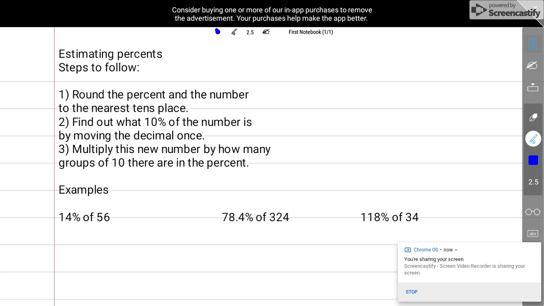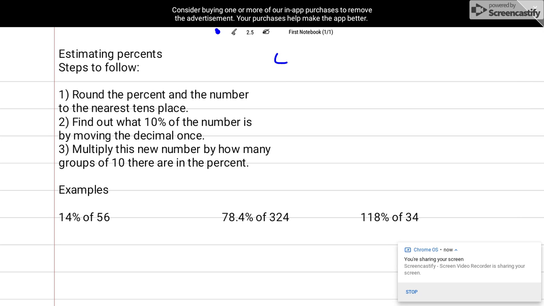So I have three easy steps that we're going to follow. The first step is to round the percent and the number you're trying to find the percent of to the nearest tens place. After you do that, you need to find out what 10% of that number is by moving the decimal once and multiply the new number by how many groups of 10 there are in the percent. So let's actually go over how we find 10% of a number.